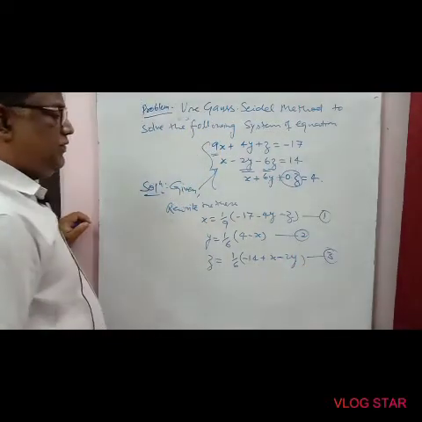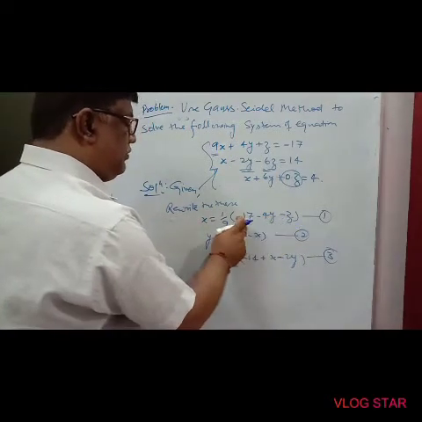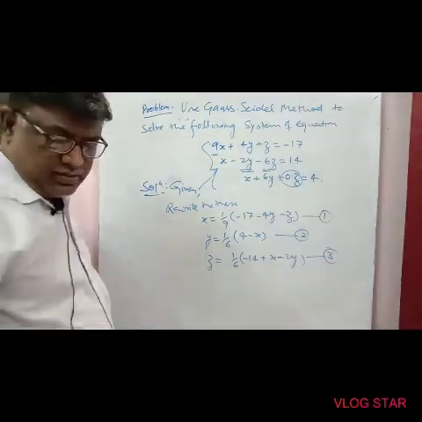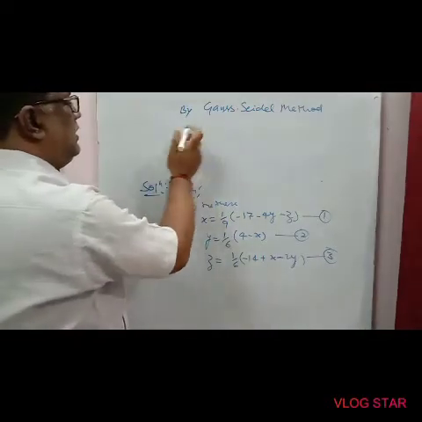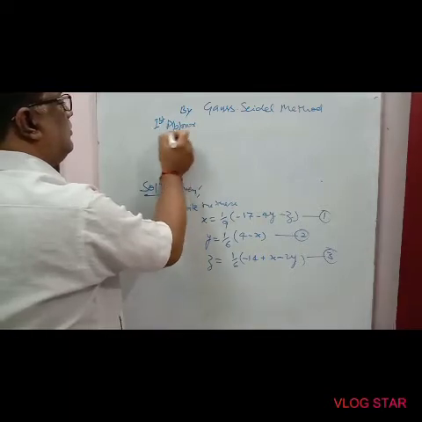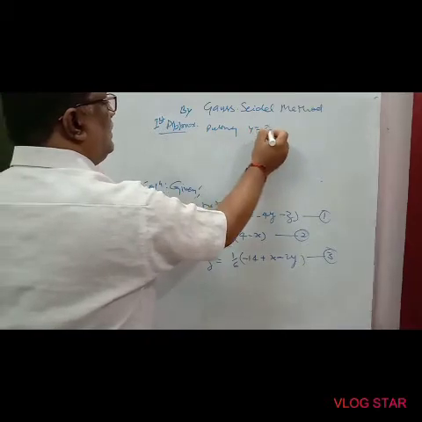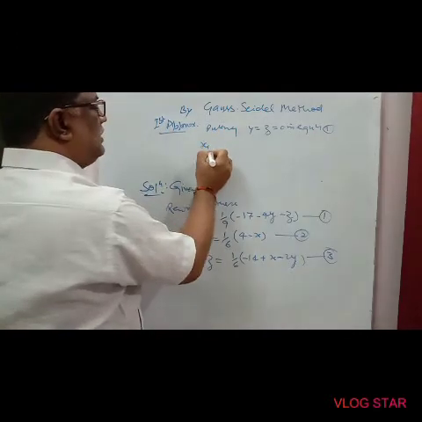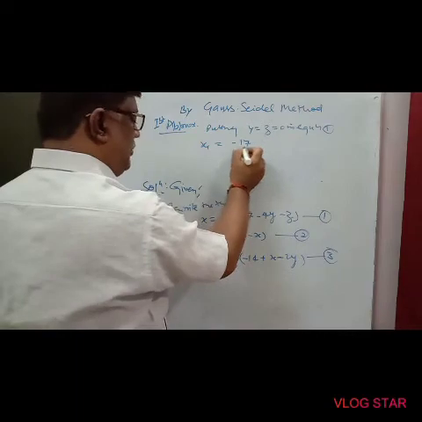Now for the first approximation, put y equal to 0 and z equal to 0 in equation 1. Now come on to write down by Gauss-Seidel method. By Gauss-Seidel method, first approximation. Putting y equal to z equal to 0 in equation 1, then we get the first approximation x1 equal to minus 17 upon 9.